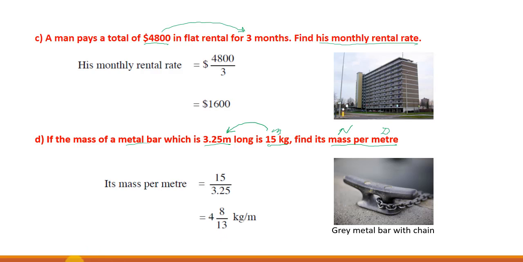We calculate it and the answer will be 4 whole 8 by 13, or you can write it in decimal as well. So 15 actually is kilograms, and this length is in meters, so hence kilogram per meter. So that is the answer of part D.